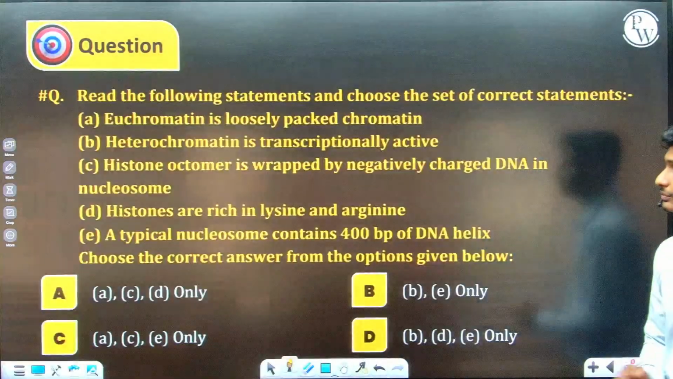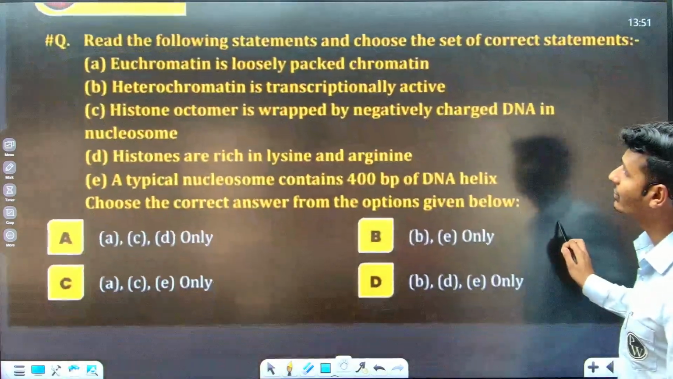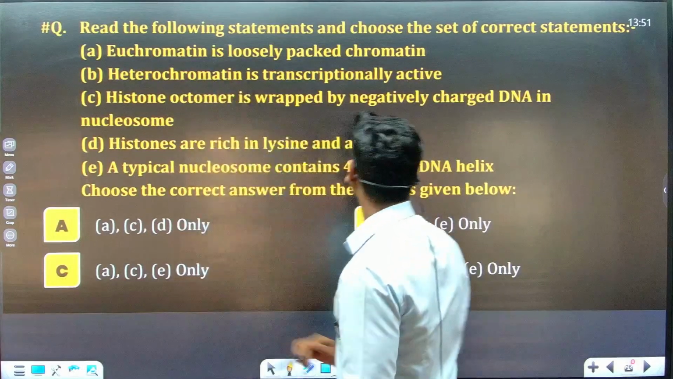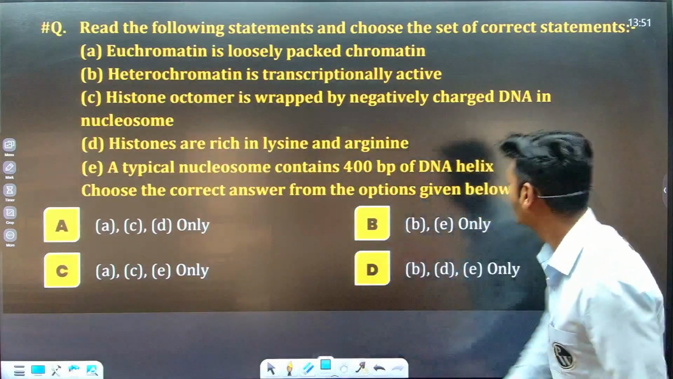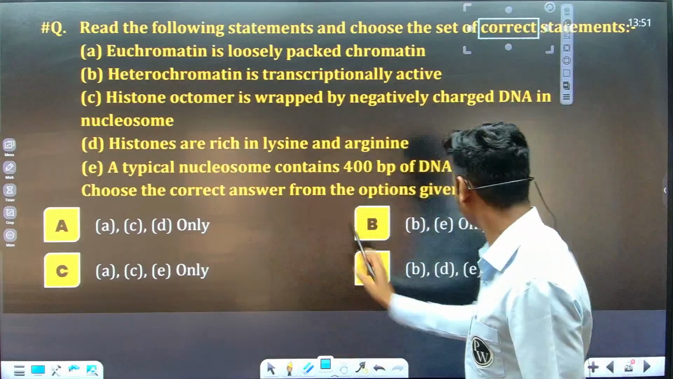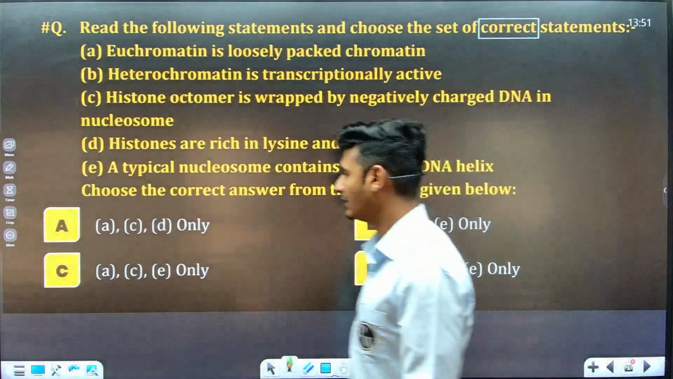Next question. Oh, this is a complicated question. Just look at the question. Read the following question. There are 5 statements and they are asking us about the correct statements. So out of those 5, maybe 3 are correct.